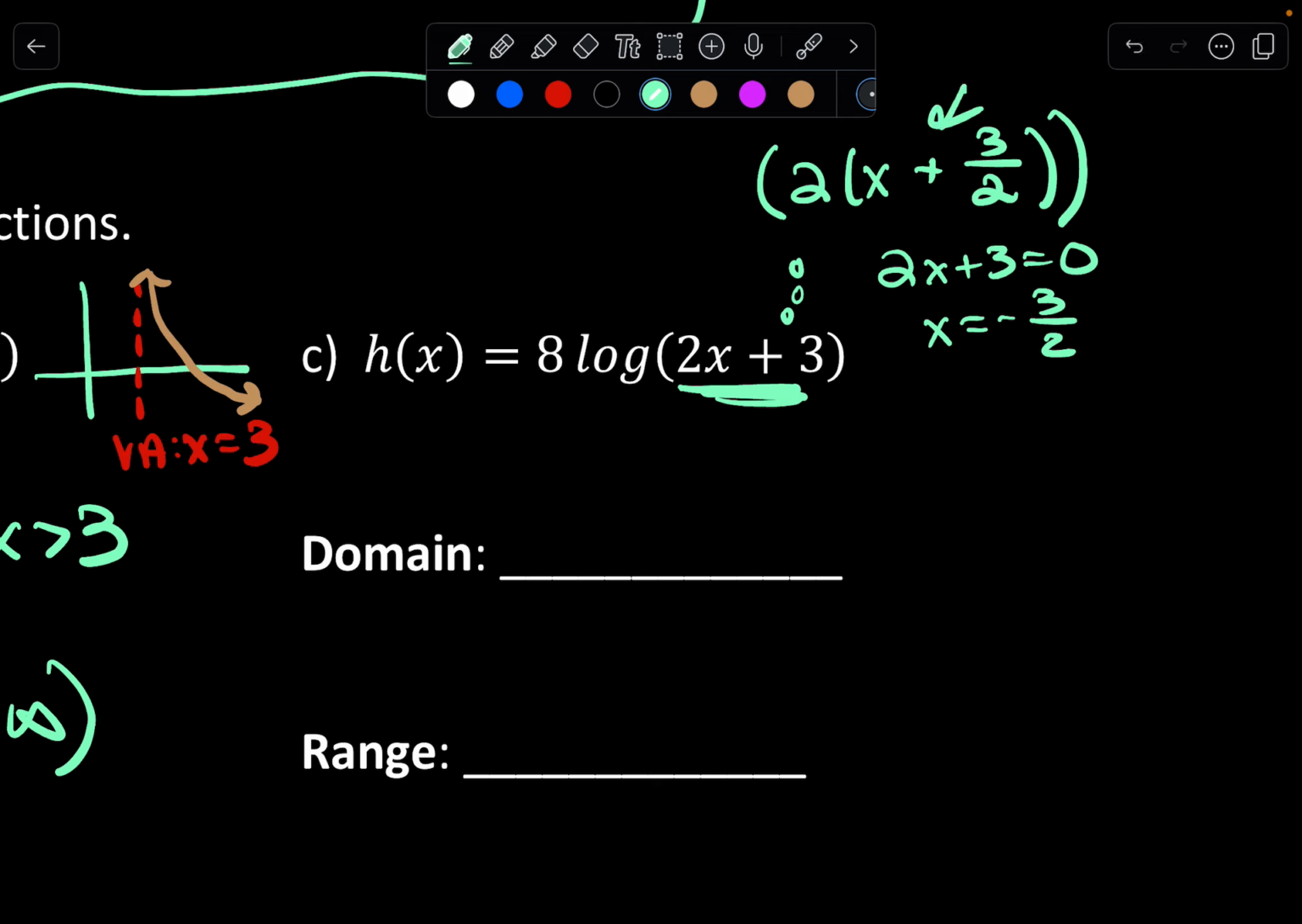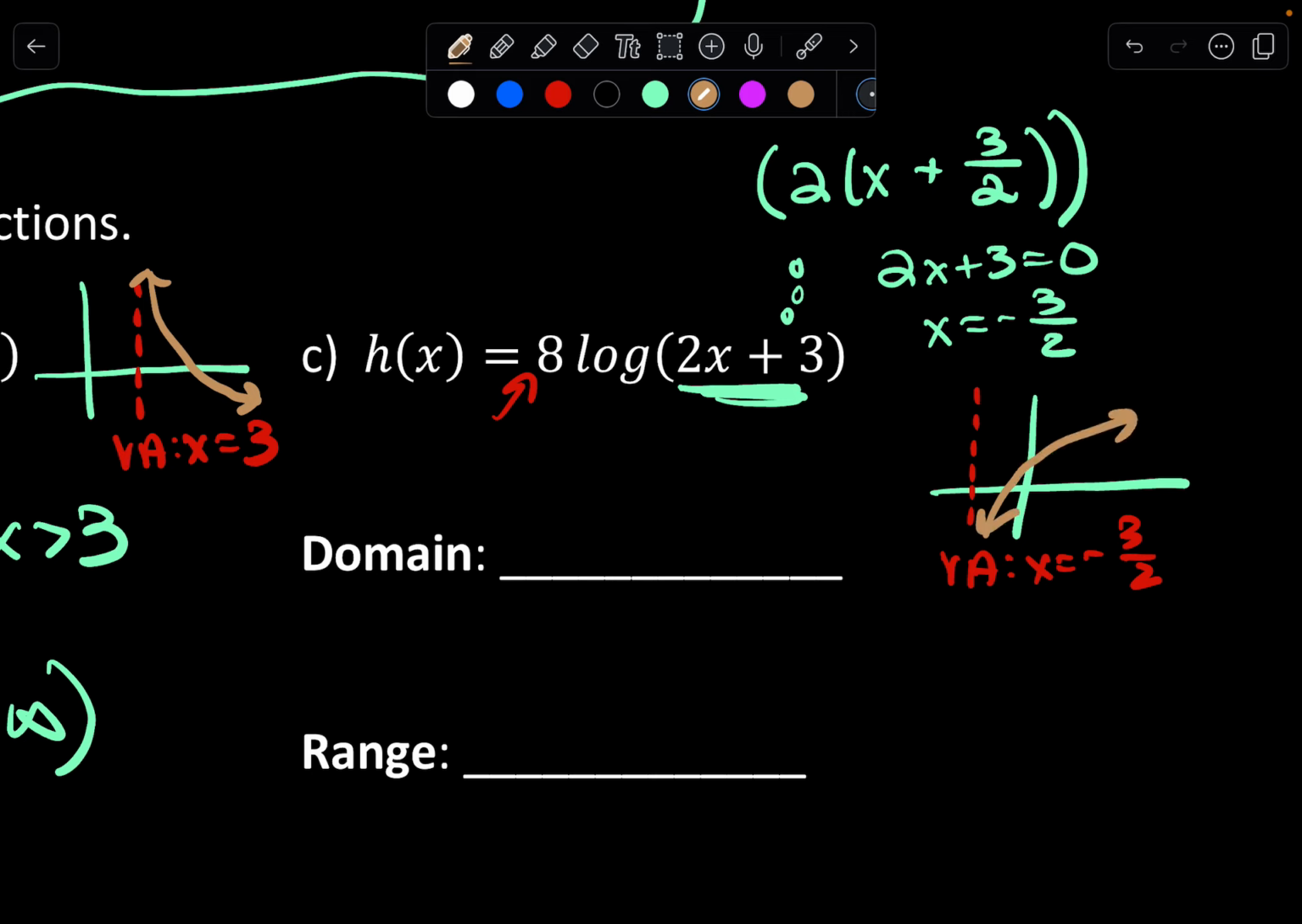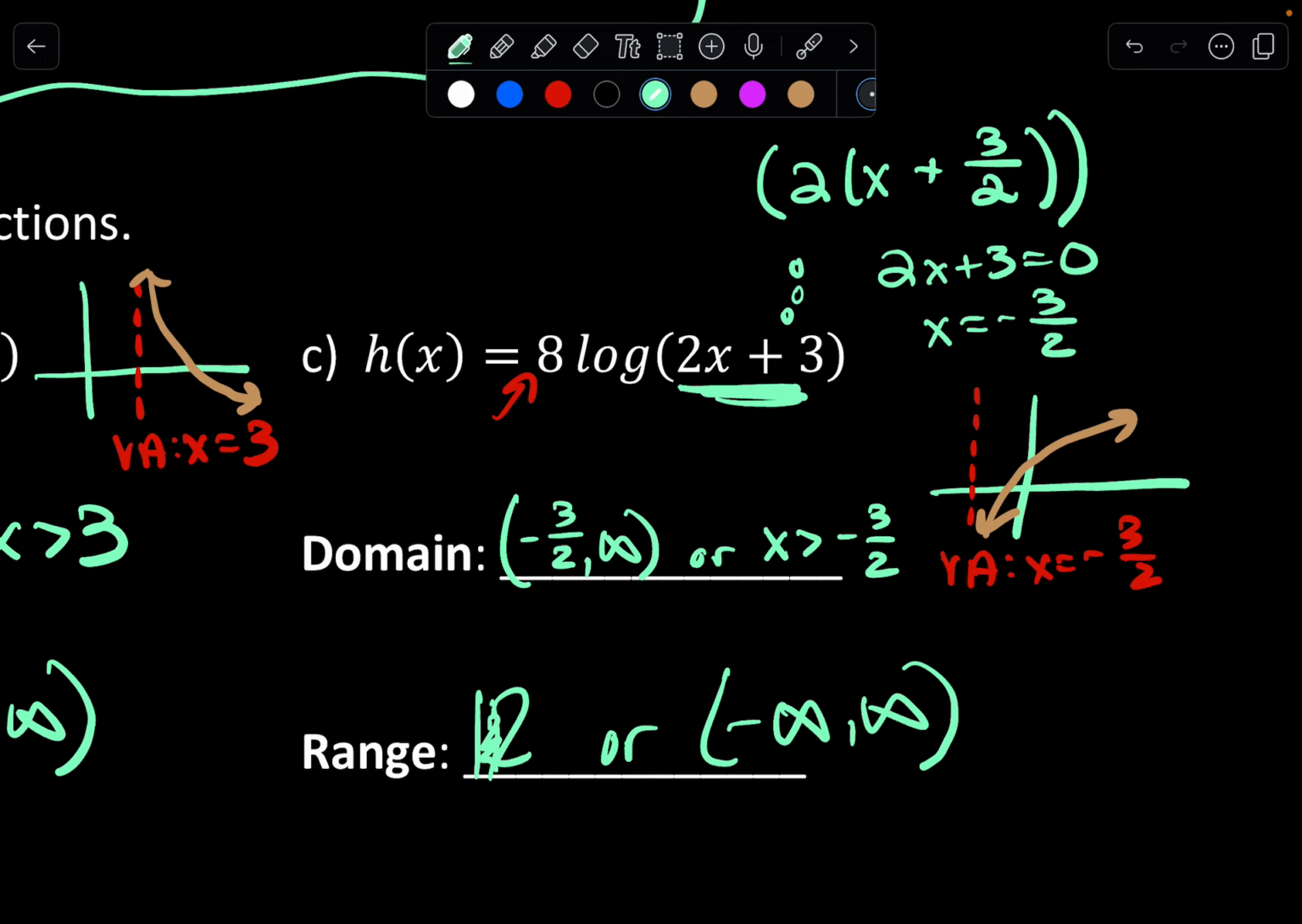For the transformation up here, you need to remember that it's flipped. The inputs will be the opposite, okay? So if I do a quick sketch, I have my vertical asymptote at negative 3 over 2, or negative 1.5. And my curve, the 8 has a huge vertical stretch, but it doesn't flip it. But again, this doesn't change the trend for the domain and range anyway, so we'll just go like that. For the domain, it will be from negative 3 over 2 to infinity, or x is greater than negative 3 over 2. The range will be all real numbers again, or negative infinity to positive infinity.